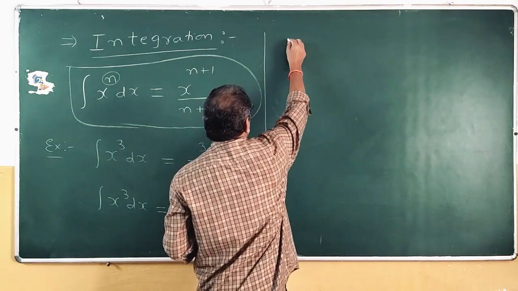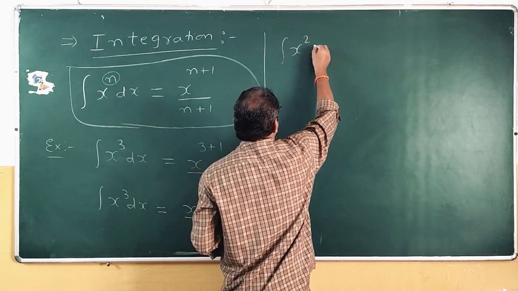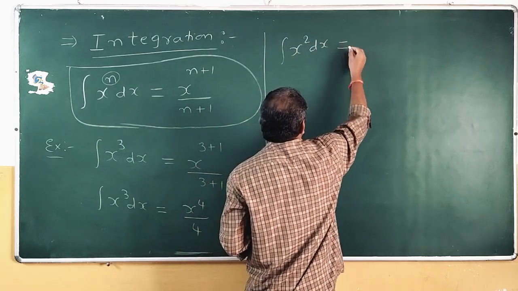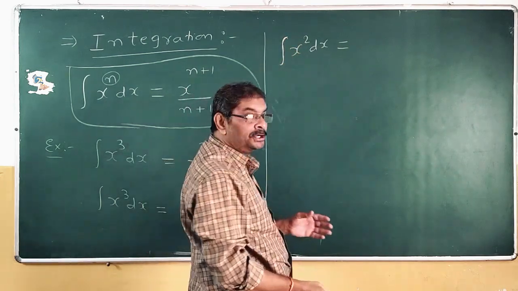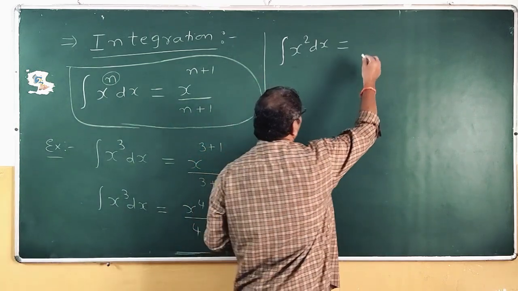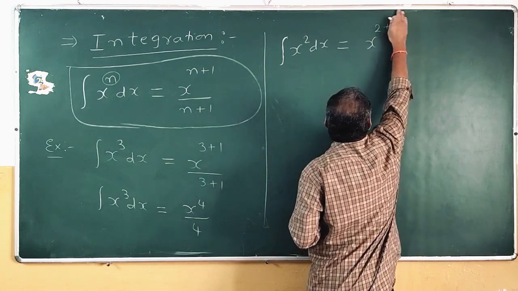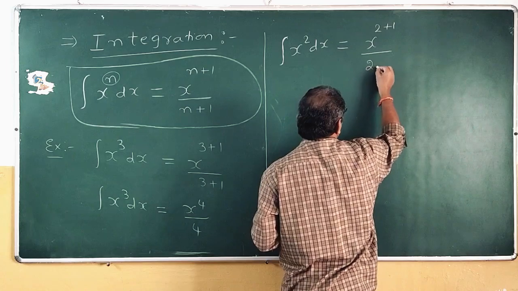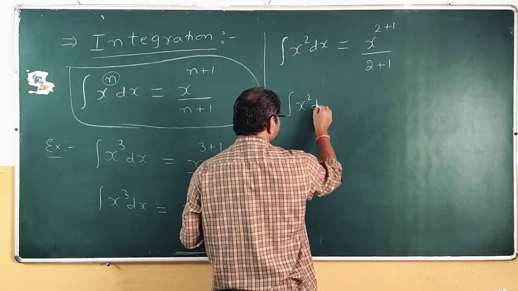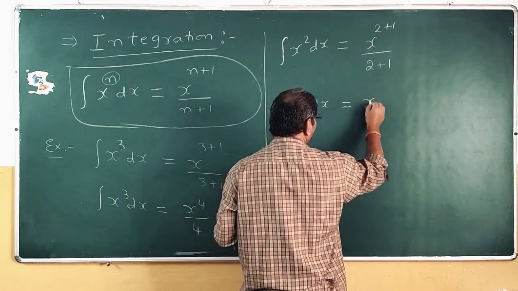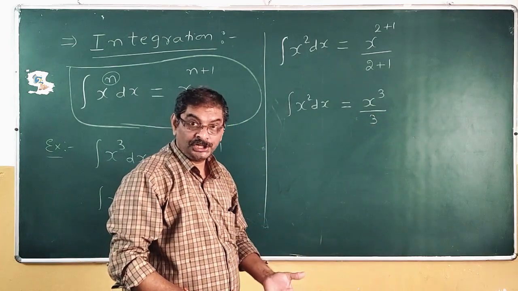Similarly, let us say I want the integral of x square dx. This will be numerically equal to x power 2 plus 1 divided by 2 plus 1. So the integral of x square dx will be numerically equal to x cube divided by 3.